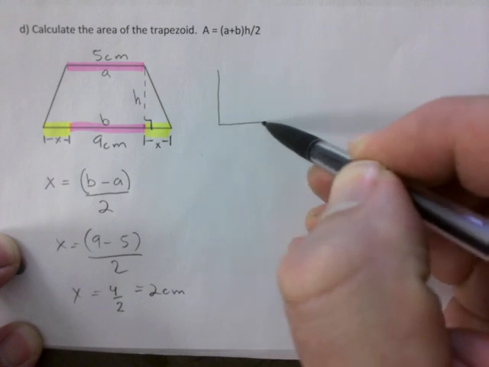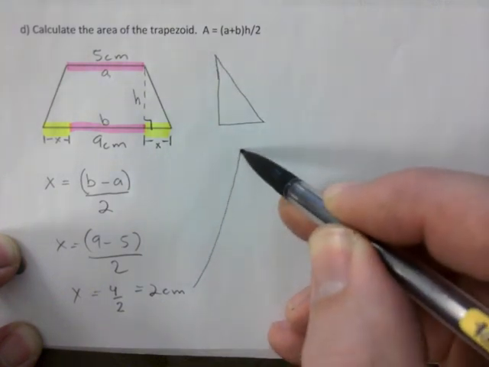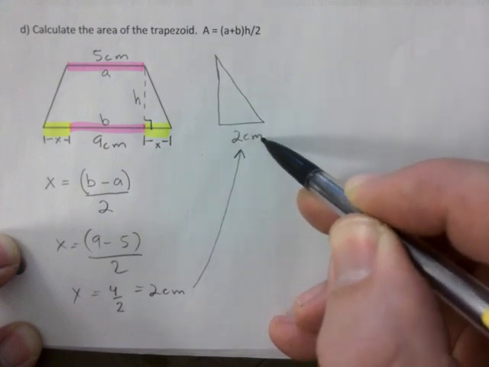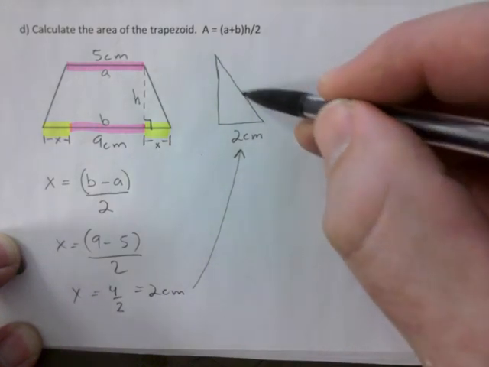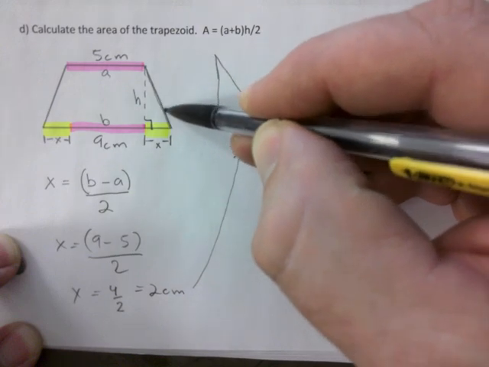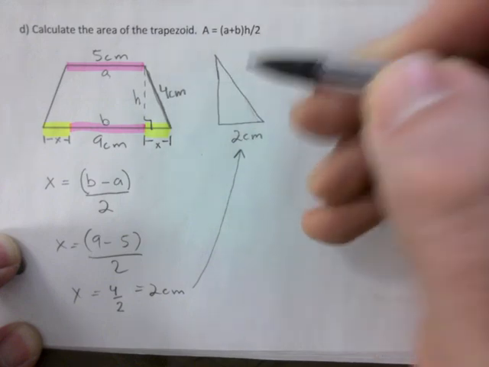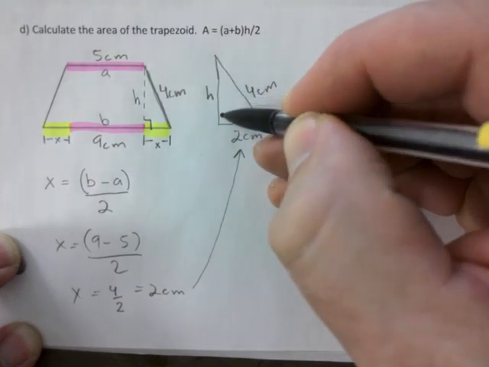So how's that helpful? Well, now you can cut this one out. The 2 centimeters is over here. Do I know this part here from up top? I just didn't write it down, but we know what this is, right? It's 4 centimeters. And my height is still unknown.